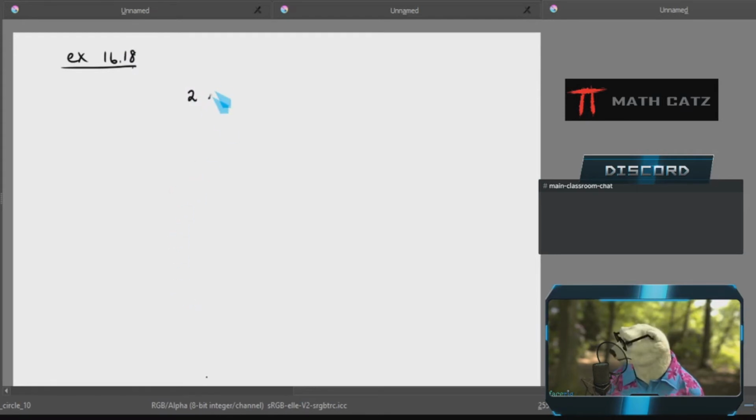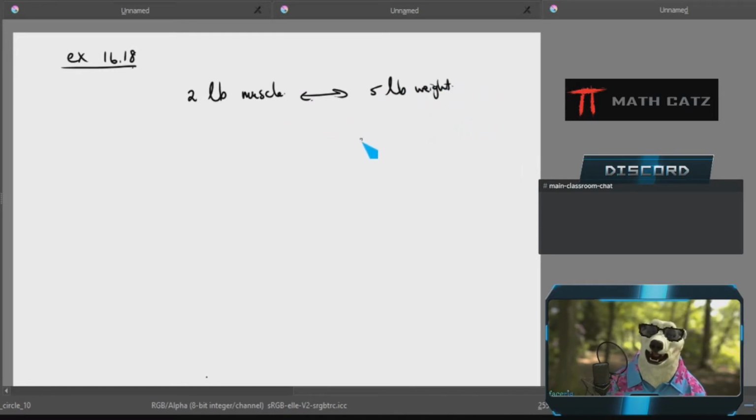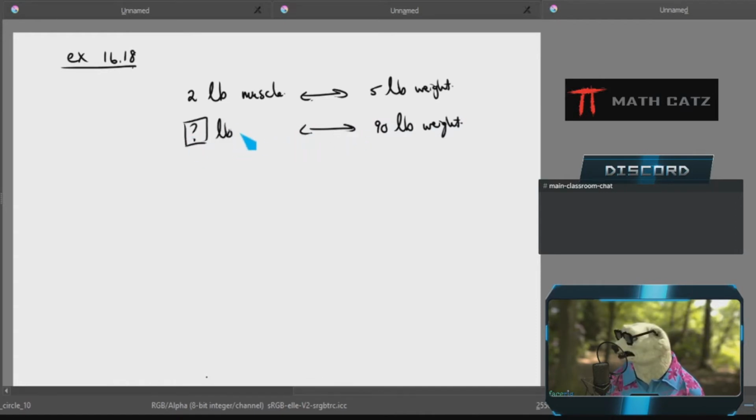I have my reference pair, 2 pounds of muscle. Now I kind of have to write, because they're both pounds, I want to know which one is referring to which. 2 pounds muscle, 5 pounds, let's just say body weight here. It's my reference pair. I want to know for a 90-pound person, so that means the weight of the person is 90 pounds, what amount of muscle corresponds to that, and I'm of course going to have it in pounds as well.